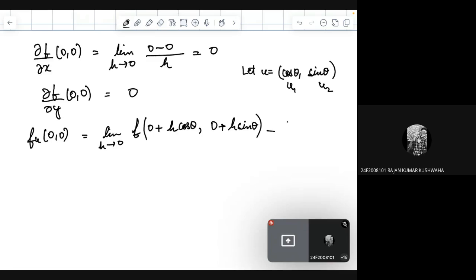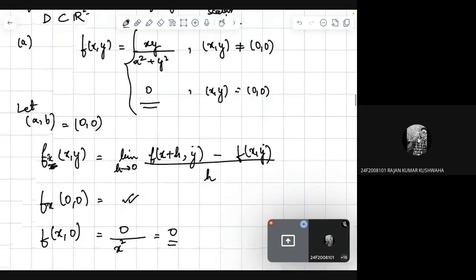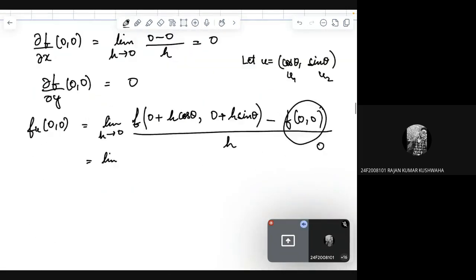Minus f(0,0) divided by h. This is basically what I did. I wrote the formula for the directional derivative at the point (0,0) in the direction u. So by applying the formula, you are going to get this. So what is this? This is given as 0. The example that I took here, this is given as 0.